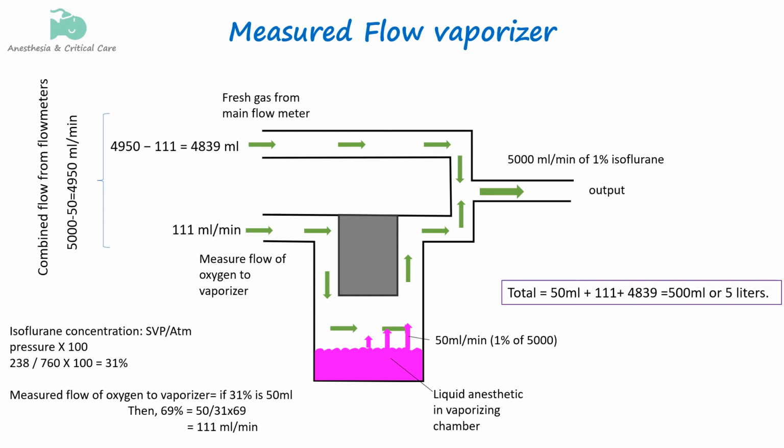Adding the vapor flow, measured flow, and the fresh gas flow from the main flow meter gives 5 liters, which contains 50 milliliters of isoflurane representing 1% of the mixture. This calculation is quite complex, and adjusting the flow rates of two flow meters to precisely achieve the required anesthetic concentration is challenging at best. As a result, this method of regulating vapor output has become obsolete.